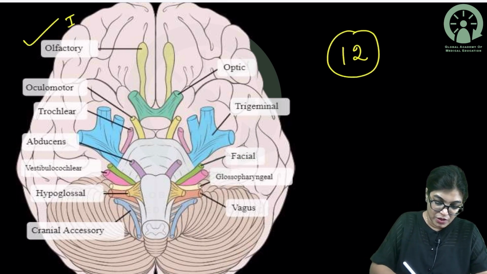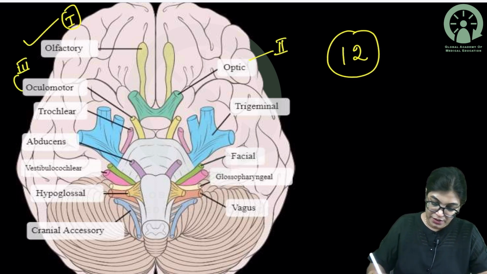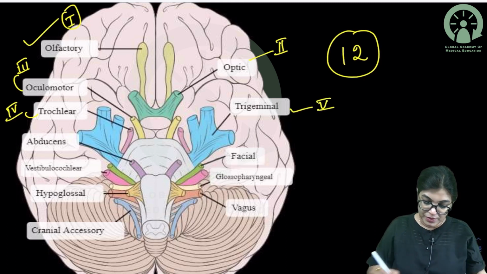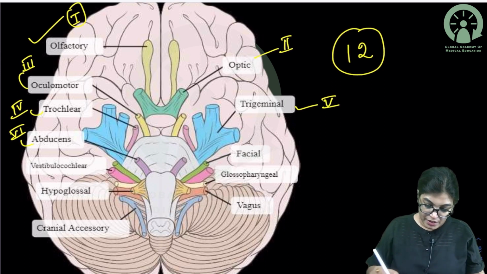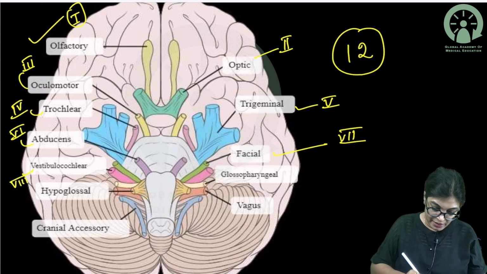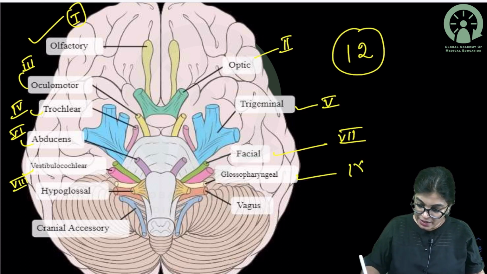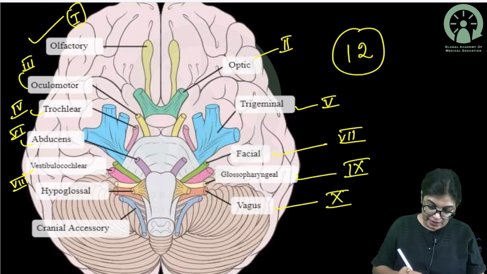Olfactory is the first one, optic is the second, oculomotor is the third, the trochlear is the fourth cranial nerve, the trigeminal is the fifth, abducent is the sixth cranial nerve, the facial is the seventh cranial nerve, vestibulocochlear is the eighth, glossopharyngeal is the ninth, vagus is the 10th cranial nerve, accessory is the 11th cranial nerve, and the 12th is the hypoglossal nerve.